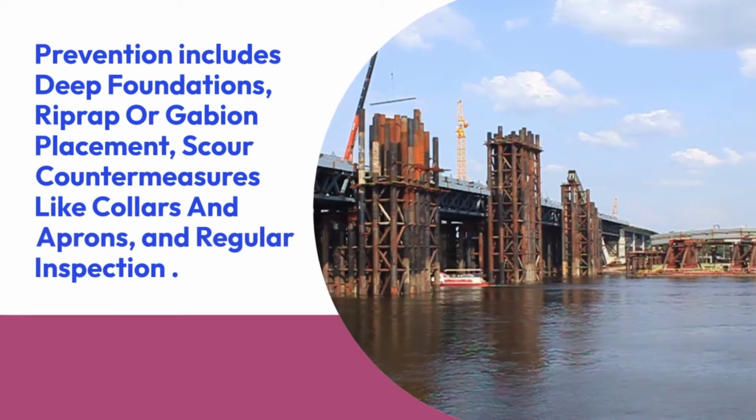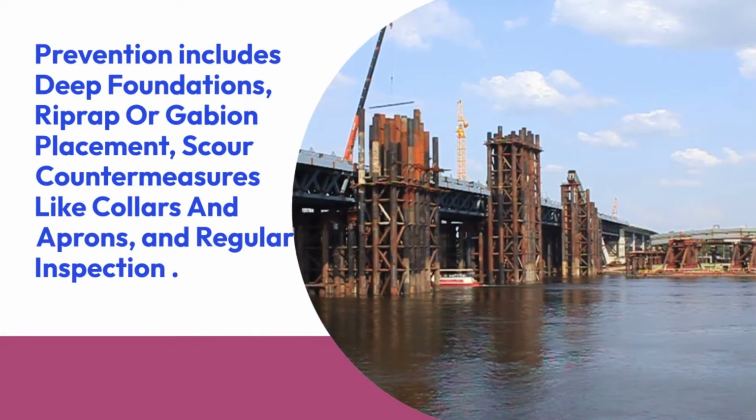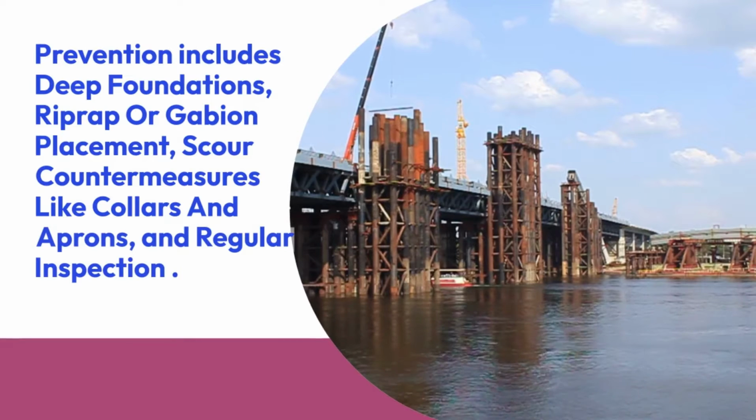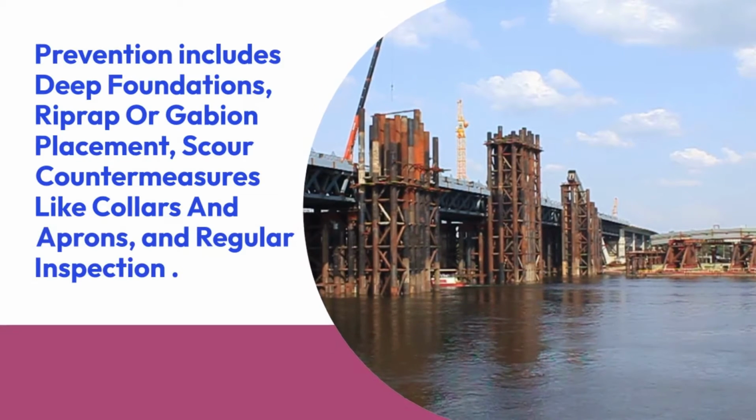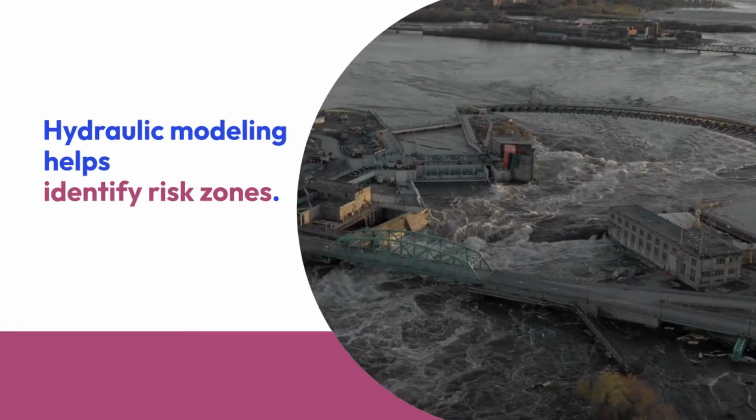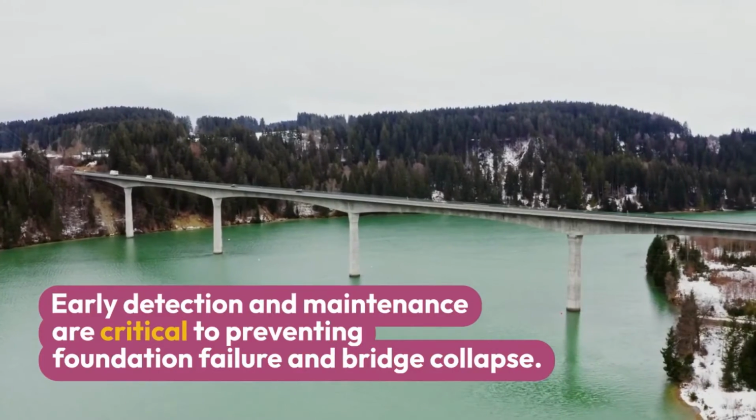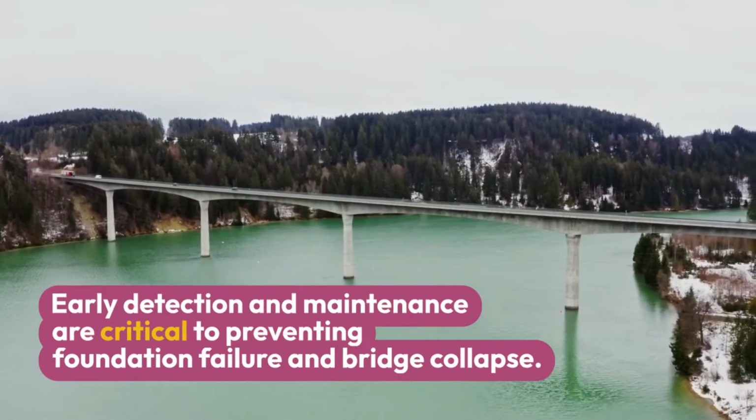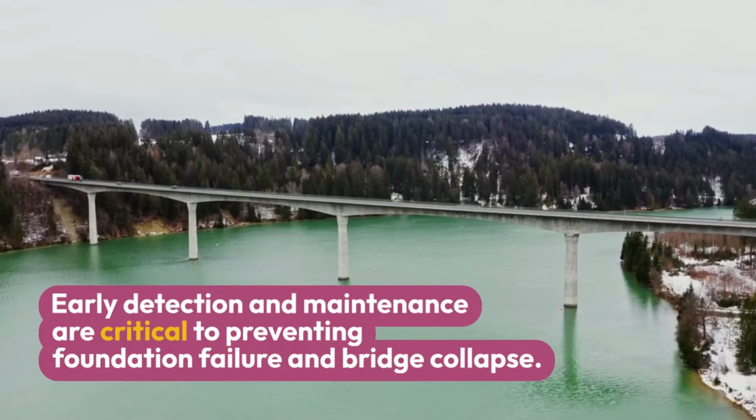Prevention includes deep foundations, riprap or gabion placement, scour countermeasures like collars and aprons, and regular inspection. Hydraulic modeling helps identify risk zones. Early detection and maintenance are critical to preventing foundation failure and bridge collapse.